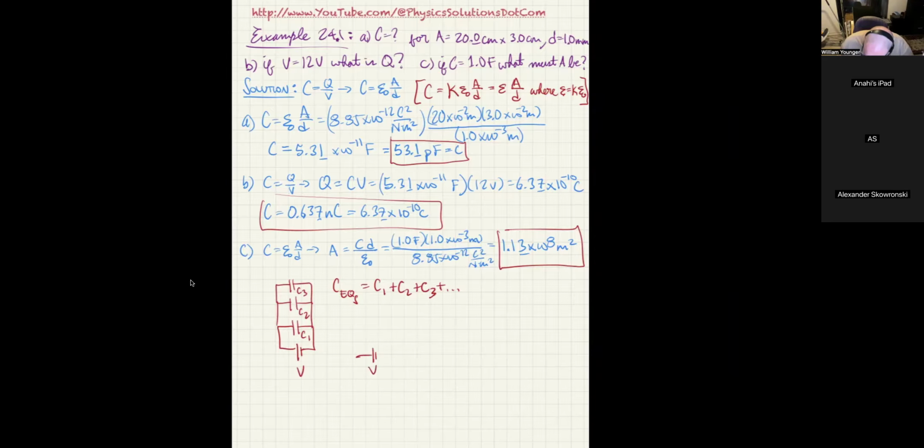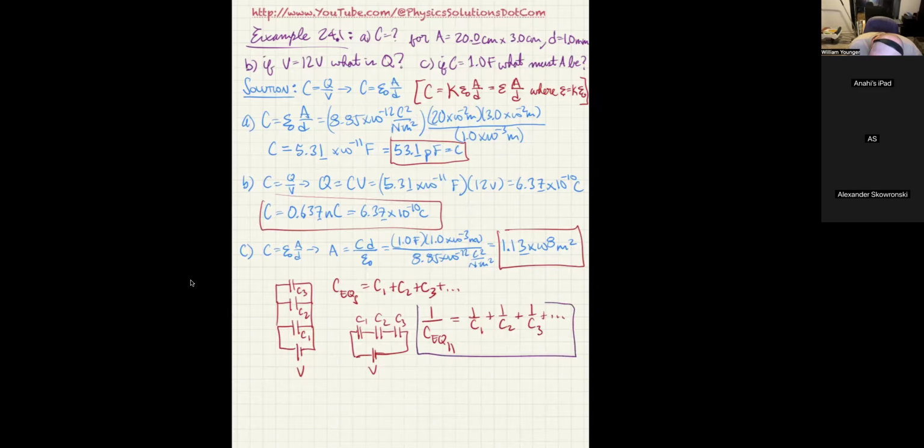So if I have instead a voltage V, and then there's a capacitance C1, and another capacitance C2, and another capacitance C3 in series, I could replace that with one capacitor, and the equivalent capacitance is given by 1 over C equivalent is equal to 1 over C1 plus 1 over C2 plus 1 over C3 plus dot dot dot.